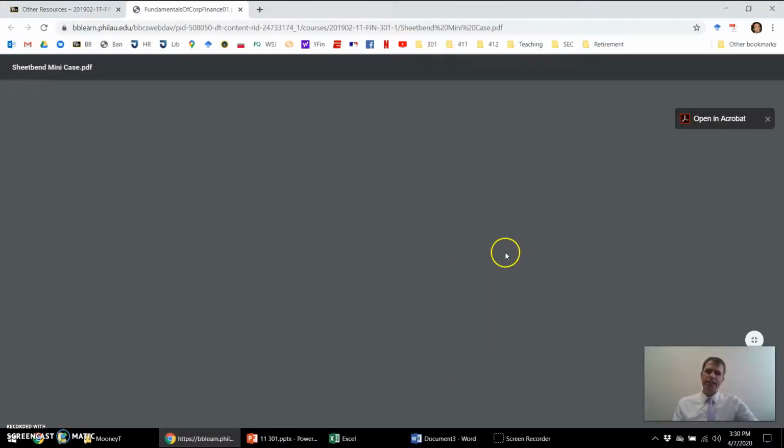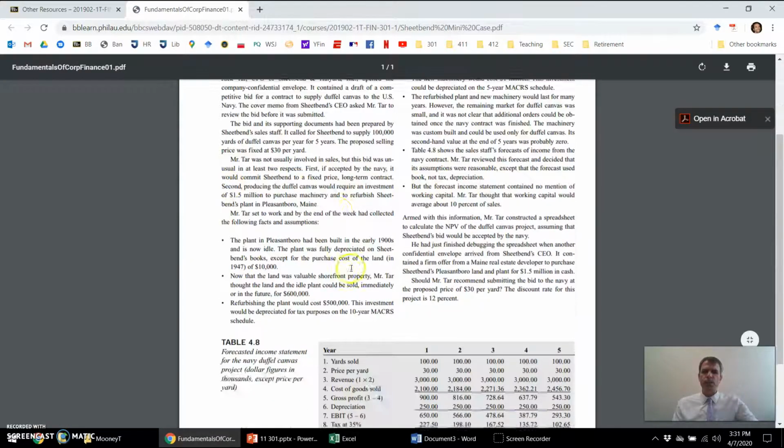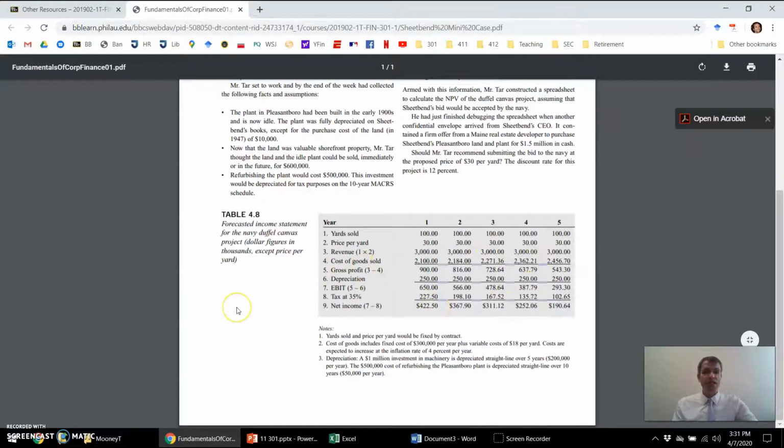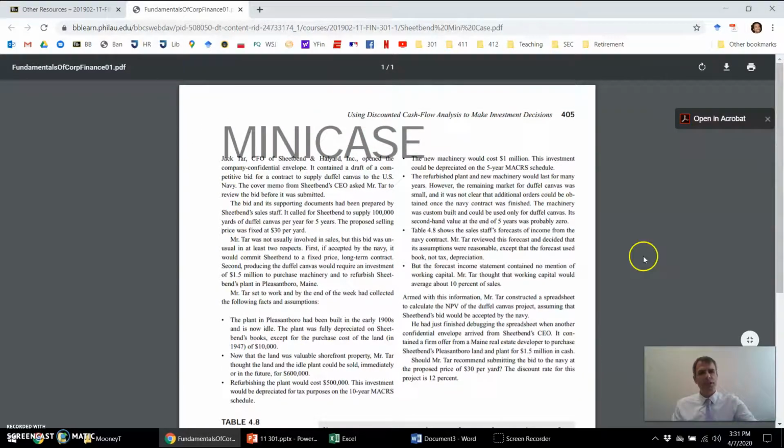And it's a little case study with some facts and a forecast income statement for a project. And the idea is we need to evaluate this project and determine whether or not to pursue it, right? Is it a positive NPV project? Well, we've got a discount rate at the end of the case. And then our task is to figure out what cash flows to put on the cash flow timeline.